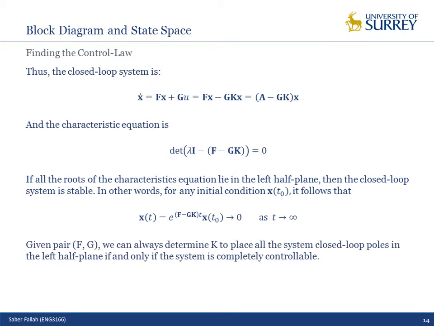So, given the pair F, G (in your lecture notes you have A and B, but it should be F and G), we can always determine K to place all the closed-loop poles in the left half plane if and only if the system is completely controllable. What does it mean that the system is completely controllable? I avoid the mathematical definition of controllability in this module, but keep in mind you can't control any kind of system. The system should be controllable.